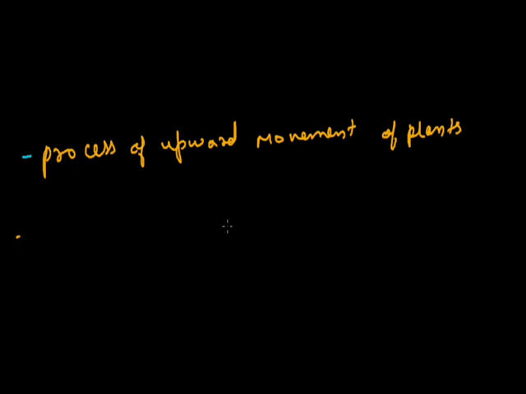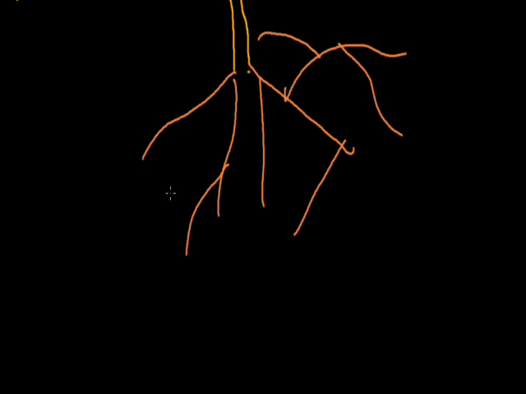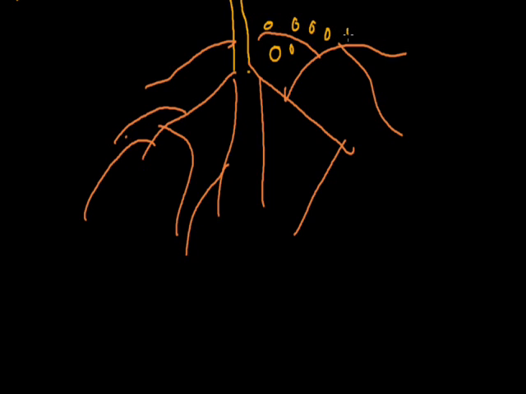If I draw the diagram of a plant here, this is the main root of the plant. This root has the origination of root hairs. This is the structure of the root hairs. These are the root hairs. Root hairs are basically fixed between the soil particles.